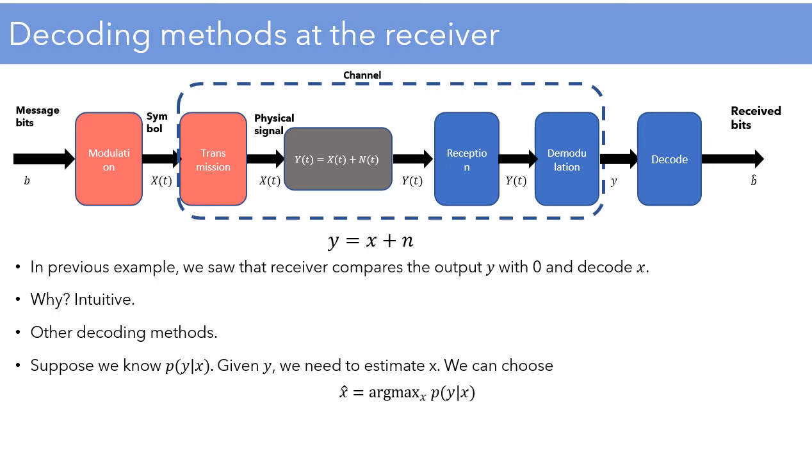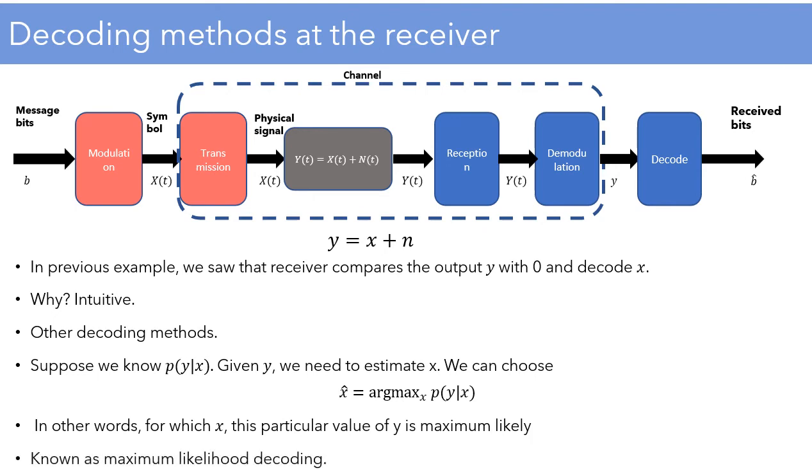Okay, so you're just trying to guess that if x was 1, there is a 20% probability that y is 1 and 80% probability that y is minus 1. So if I receive that value, it means there is a higher chance that the transmitted signal was x, because if that was the case, then this y is more likely. So this is called the maximum likelihood decoding or estimation, because you are trying to find for which x this particular value of y is maximum likely.